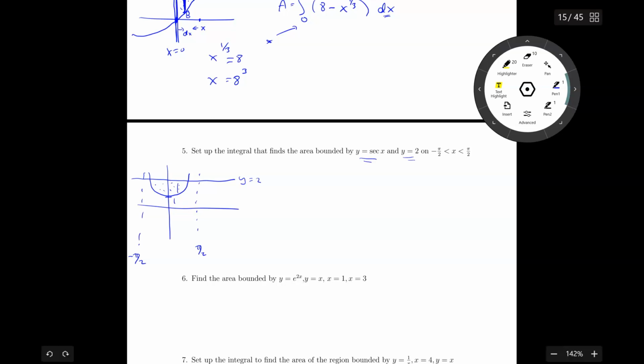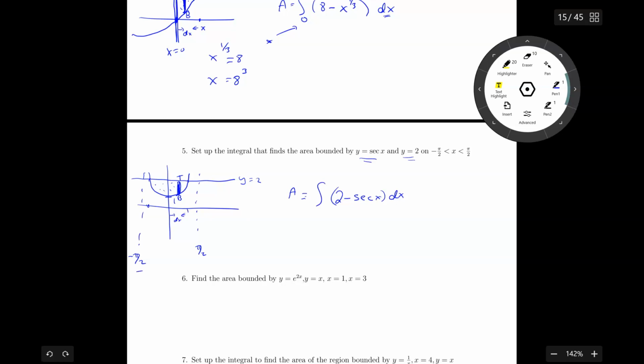All right, so if I draw my rectangle, you can see the top of my rectangle and the bottom of my rectangle. The top of the rectangle is 2, subtracting off the bottom of the rectangle, which is secant of x, dx, the width of the rectangle. dx thickness, that's where I'm getting the dx from. Now I need to find out where to start building rectangles and where to end building rectangles. So it's these two x values.